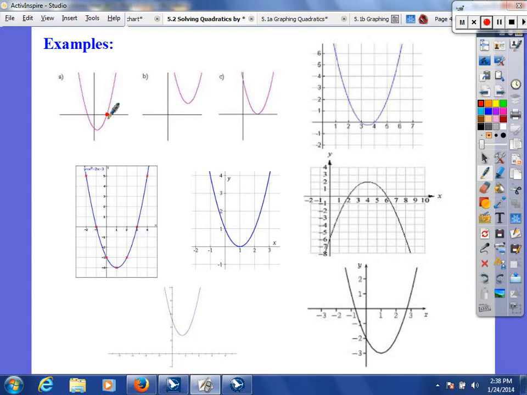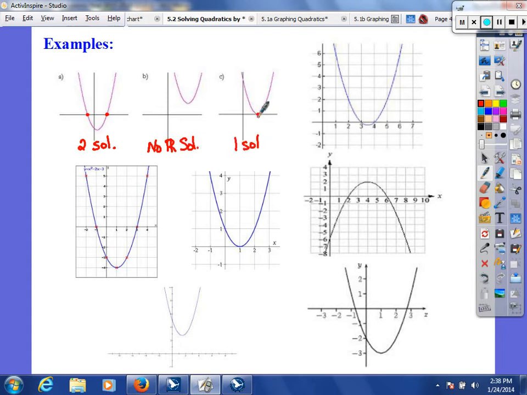This one right here, the solutions are 1 and 2. We have 2 solutions. Now we may not know what they are, but there's 2 solutions. This one, how many solutions are there? There are no real solutions. Okay? This one right here, there is 1 solution.